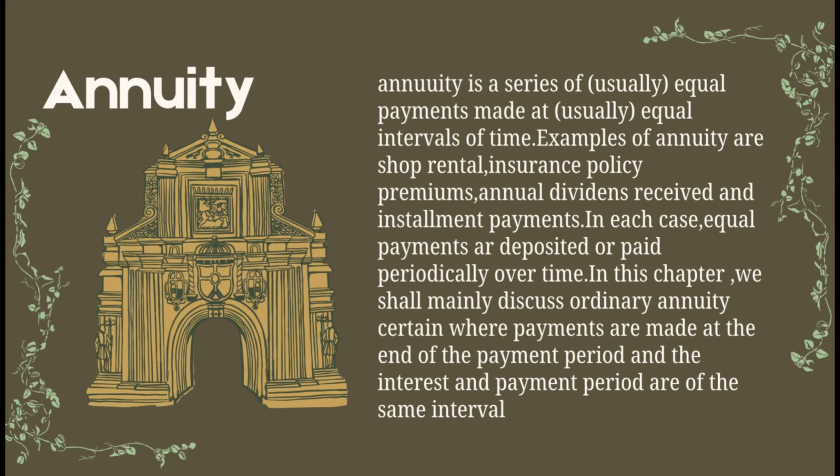In this chapter, we shall mainly discuss ordinary annuity, where payments are made at the end of the payment period, and the interest period and the payment period are of the same interval.